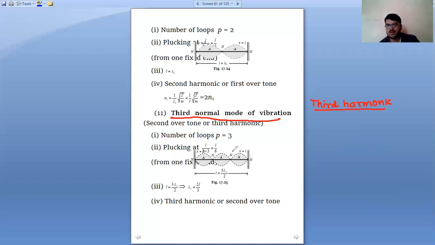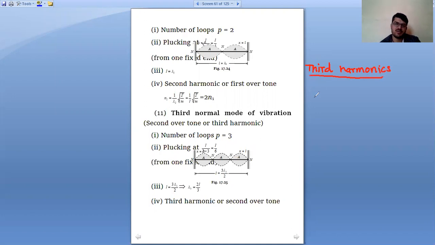Let's see the third harmonic. Now in this third harmonic, how many loops are we getting? Wait, let's write it a little higher so that it will be visible for you. So let's see from here. Now this is the third harmonic. In this third harmonic, what will happen? How many loops are you getting? 3 loops you are getting. So let's draw.